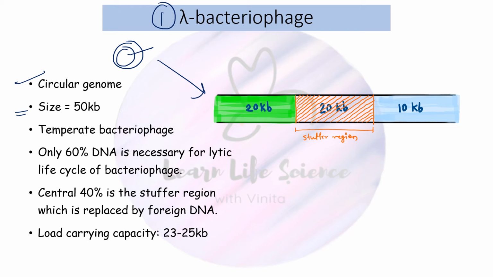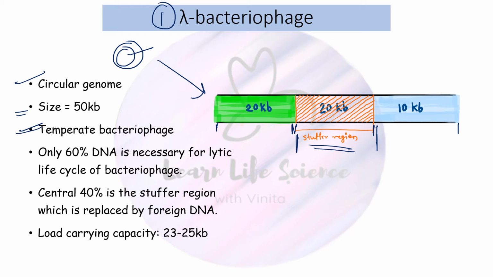You can see the fragments. This is a 20 kb fragment, again this is a 20 kb fragment, and this is a 10 kb fragment. The third point is that lambda bacteriophage is a temperate bacteriophage. Temperate bacteriophage means it can undergo both the lytic as well as the lysogenic cycle, therefore we are naming it a temperate bacteriophage. The 20 kb portion here is the stuffer region, which means you can replace it with the foreign DNA.